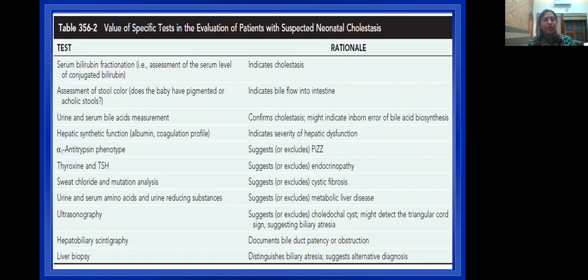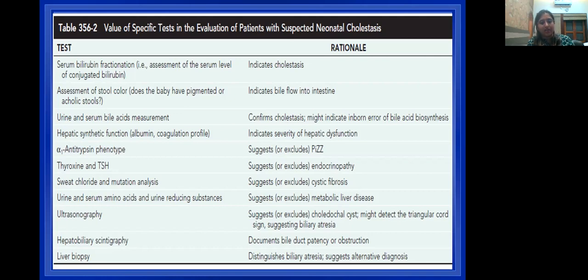Then, why do we do urine and serum bile acids measurement? This mainly helps to confirm cholestasis and will indicate moreover towards an inborn error of bile acid biosynthesis. Then hepatic synthetic function in the form of albumin and the coagulation profile indicates the severity of hepatic dysfunction. Alpha-1 antitrypsin phenotype suggests or excludes the PiZZ type. Thyroxine and TSH to know if it is because of panhypopituitarism or hypothyroidism. Sweat chloride and mutation analysis for cystic fibrosis. Urine and serum amino acids have to be checked in order to suggest any metabolic liver disease.